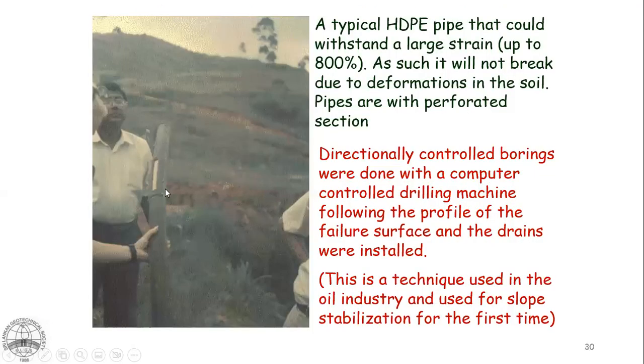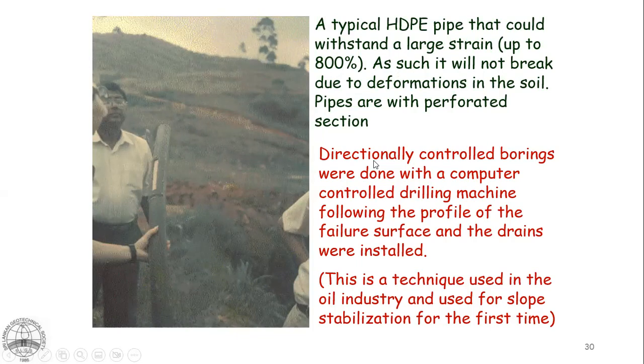So this is a typical sample of an HDPE pipe, which has high resistance to deformation. It was told that they can experience a strain up to 800% before any rupture. So when you install a subsurface drainage device in a landslide site, you have to be very careful about its flexibility. If it breaks easily with some little movement, then the whole purpose is lost. So you have to install something which has very high resistance to fracture, right?